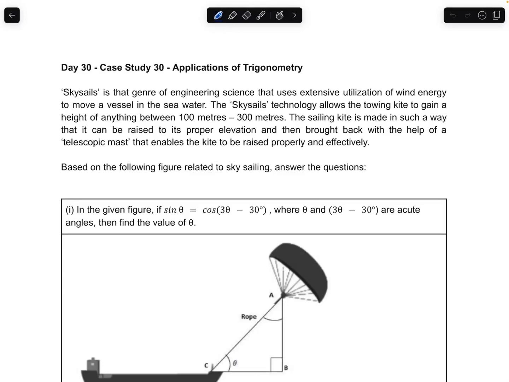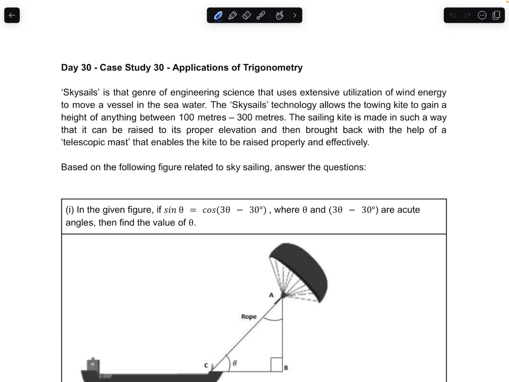Skysails is a genre of engineering science that makes extensive use of wind energy to move a vessel in the seawater. The Skysails technology allows the towing kite to gain a height of anything between 100 meters to 300 meters. The sailing kite is made in such a way that it can be raised to its proper elevation and then brought back with the help of a telescopic mast that enables the kite to be raised properly and effectively.